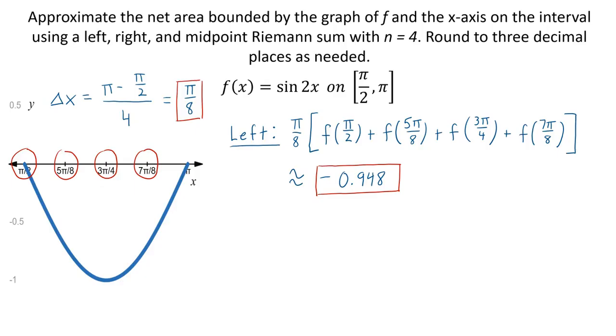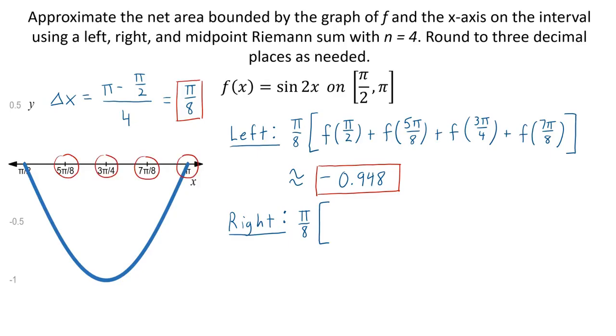Now let's work on the right sum. The formula for the right sum follows the pattern for the formula of the left sum. So we'll need delta x, which is pi over 8. And again, that'll be multiplied by the sum of the heights of our rectangles. But because this is a right sum, we won't use the leftmost endpoint to determine the height of our first rectangle. We'll use the next grid point.